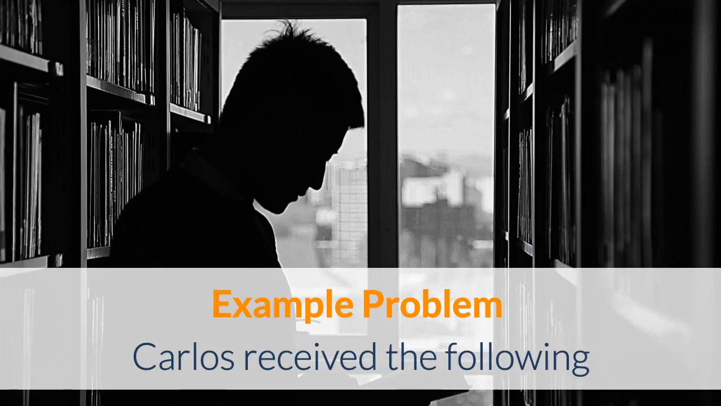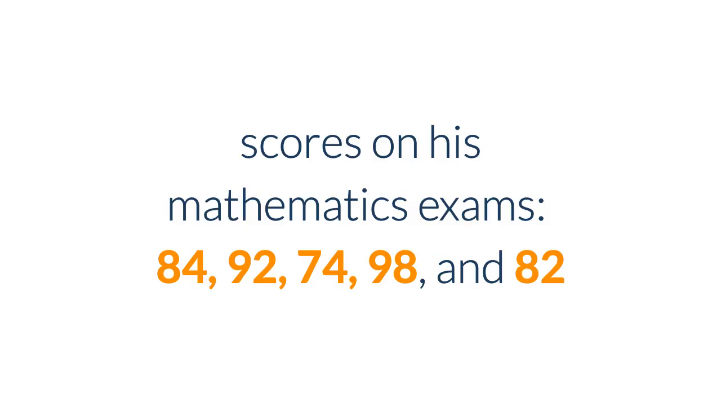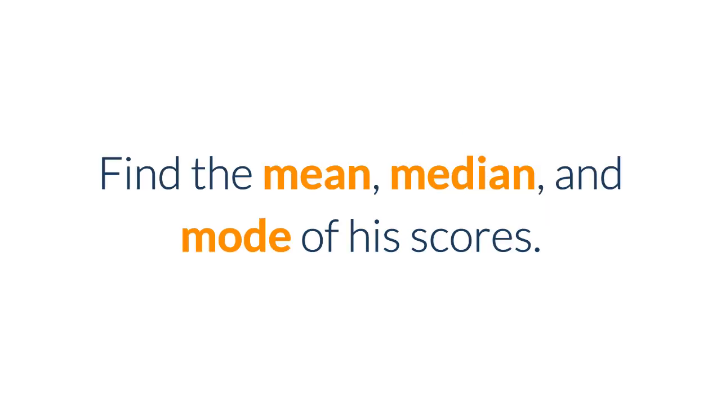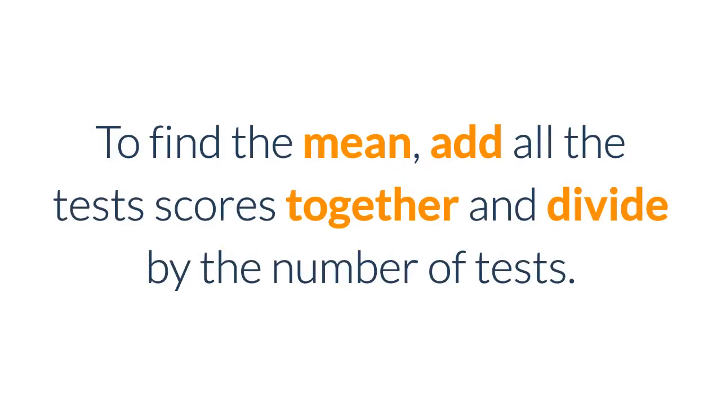Carlos received the following scores on his mathematics exam: 84, 92, 74, 98, and 82. Find the mean, median, and mode of his scores. To find the mean, add all the test scores together and divide by the number of tests.